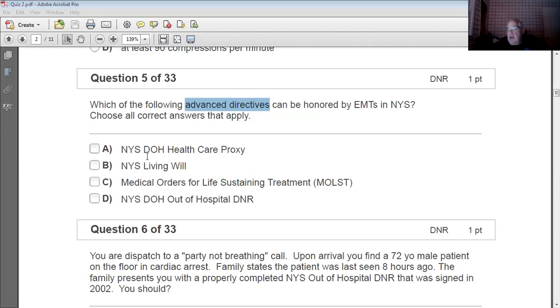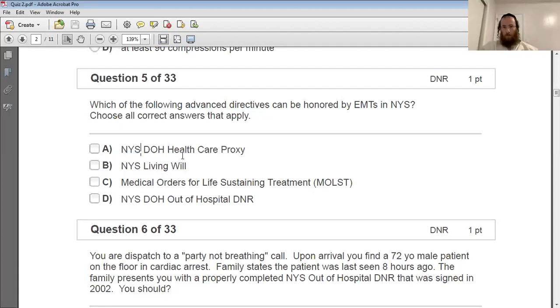And the reason we can't honor A and B is both of these require that a doctor certify that the patient's not able to make decisions for themselves. Even though obviously in a cardiac arrest, nobody can make decisions for themselves, because the law says that a doctor has to certify them. And since there's no doctor with us, that's why we don't honor A and B.